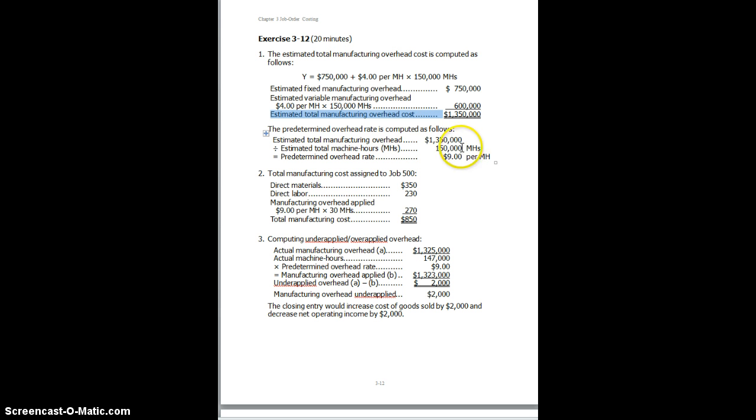In this situation, it's $1,350,000 of estimated total manufacturing overhead divided by the 150,000 machine hours gives us a predetermined overhead rate of $9 per machine hour.